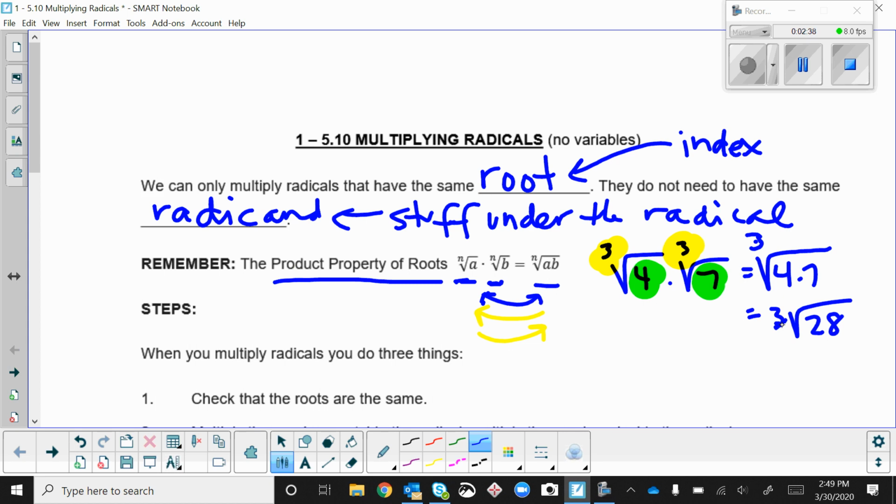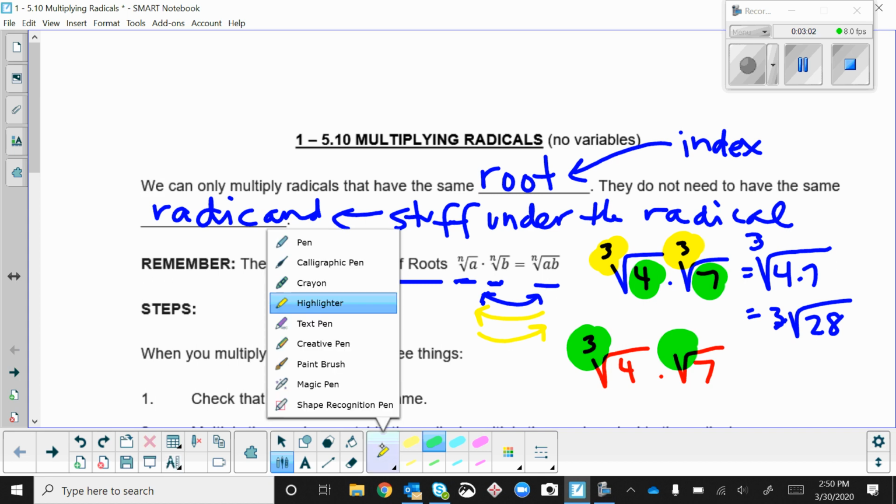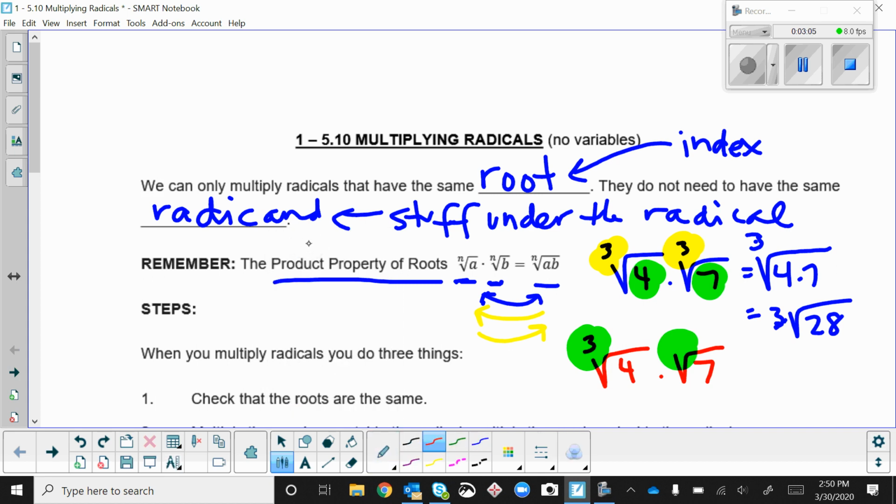An example of something you could not multiply would be the cube root of 4 times the square root of 7. Their roots are not the same. This one has a root of 3, and this one, we don't see a root there, but whenever that happens, we remember that the root is 2. And those roots have to be the same in order to multiply, and they're not, so you wouldn't be able to do that.